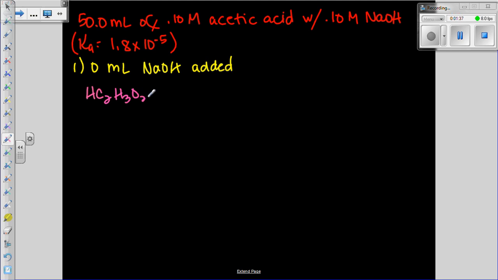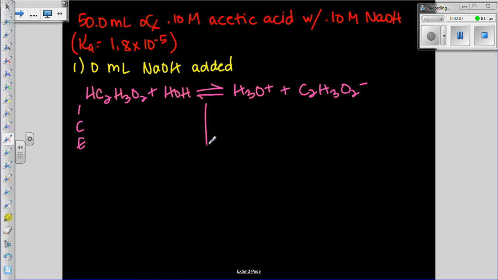So we've got acetic acid plus water. Acetic acid is a weak acid, so it's going to be in equilibrium. I will get hydronium ion and acetate. I just have this dissociation. I don't have a chemical reaction because I've not added sodium hydroxide. So with 0 milliliters of base added, this is just like calculating the pH of a weak acid.